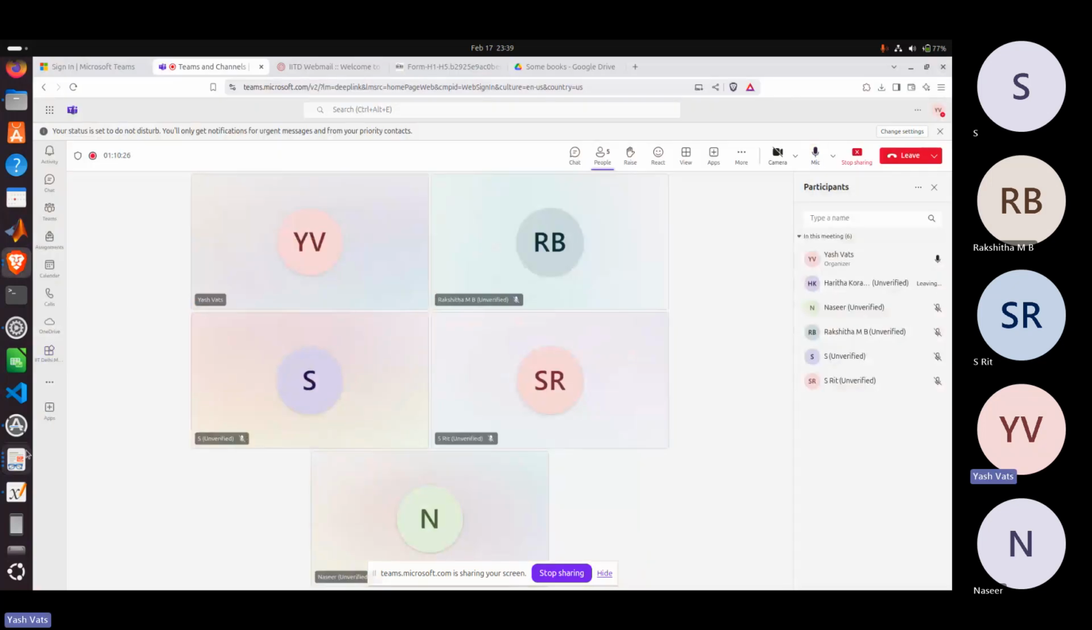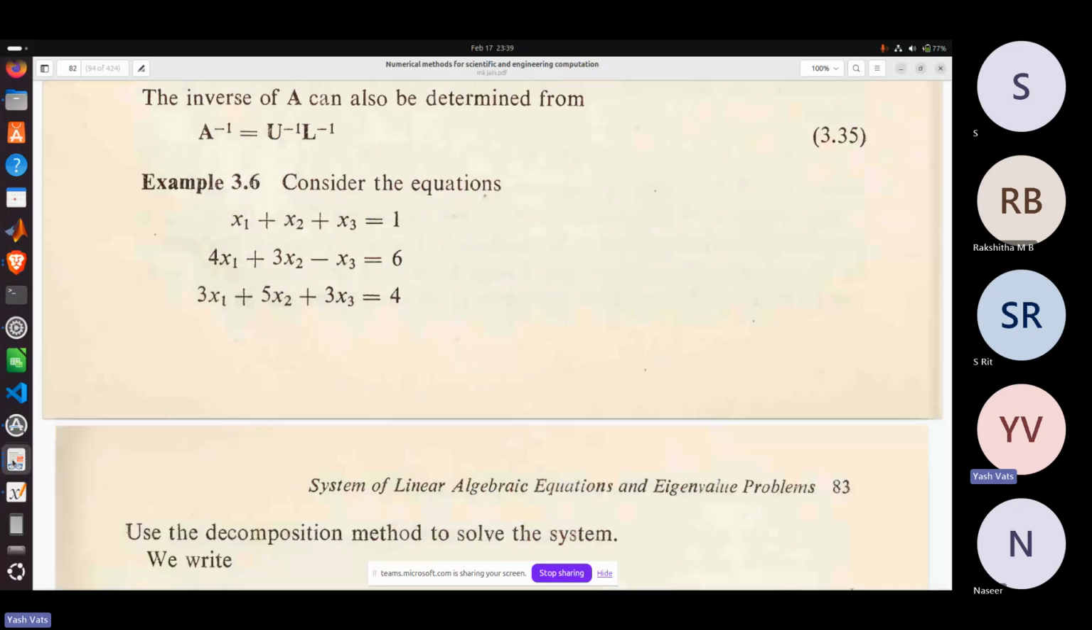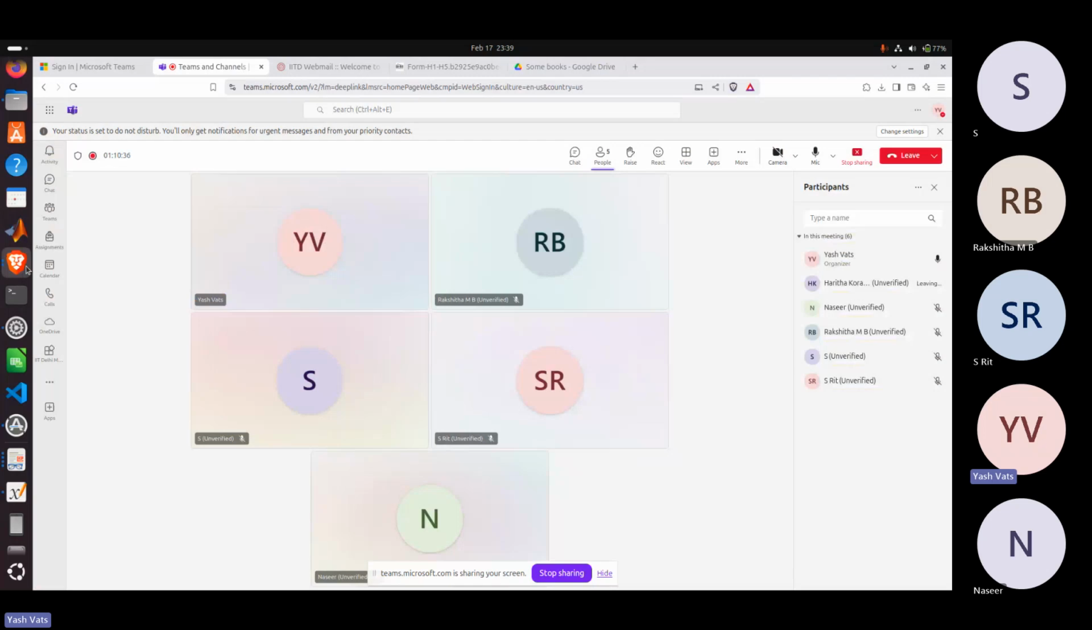Yes, have you tried this one? Everyone, what's the answer of this? Rakshita, S, Raswit and Naseem, what's the answer? Have you tried it?